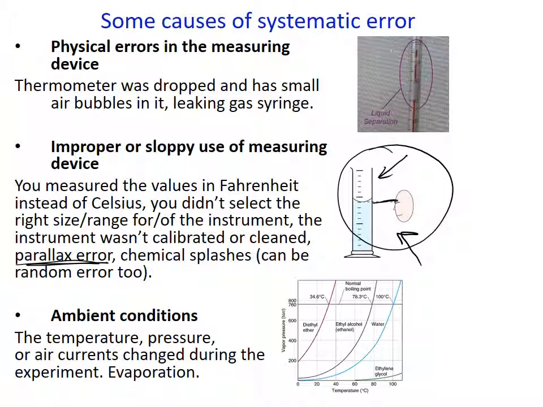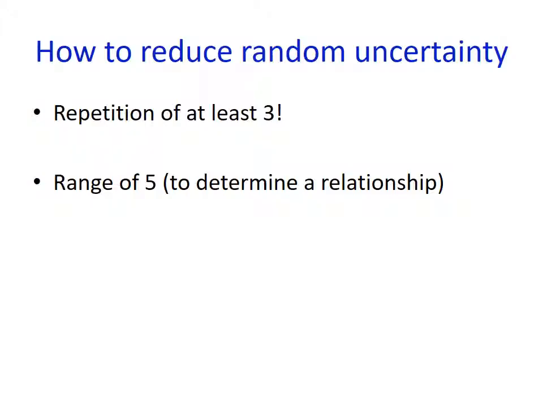And we've also got ambient conditions: the temperature, the pressure, and air currents can change during the experiment. So you need to be able to monitor and control them, because, for example, with temperature, you can have your solvents evaporating, which can affect your experimental results because your volumes decrease.